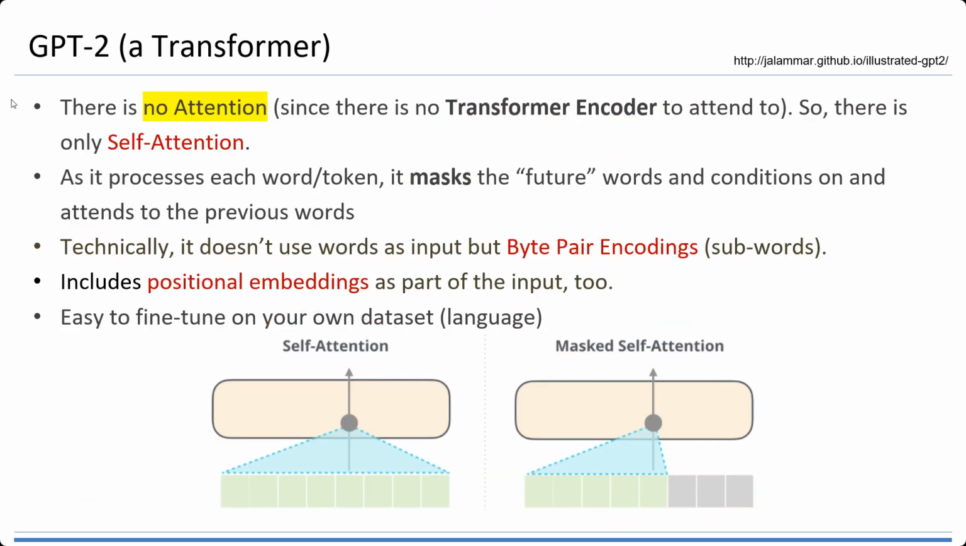So there are some methods. They use byte pair encoding, or we call it subwords, and also the new transformer with masked self attention, and they use the positional embedding. Using the positional embedding, they claim that it is easy to fine-tune to your design. So that's why this GPT is very common these days for text generation.